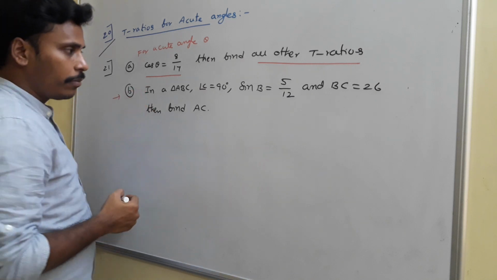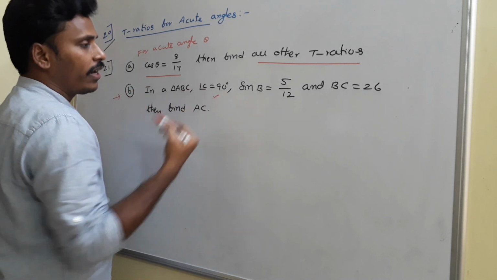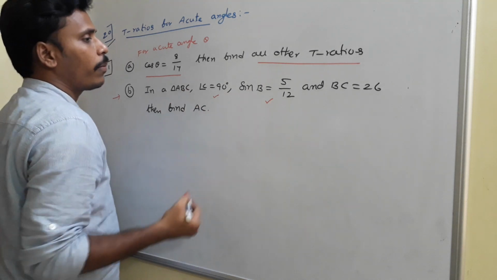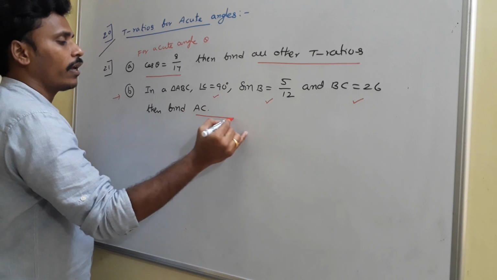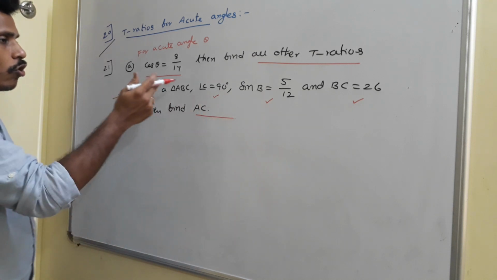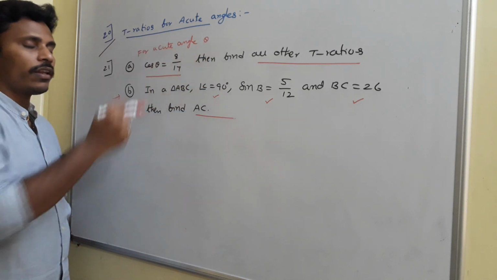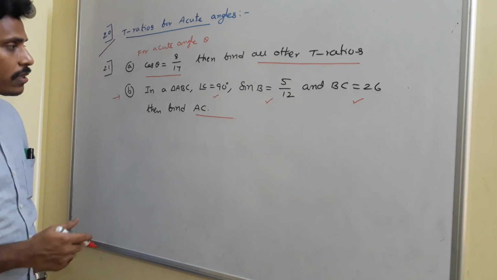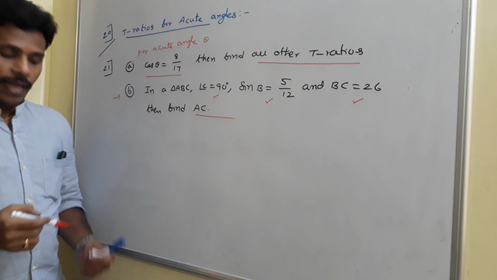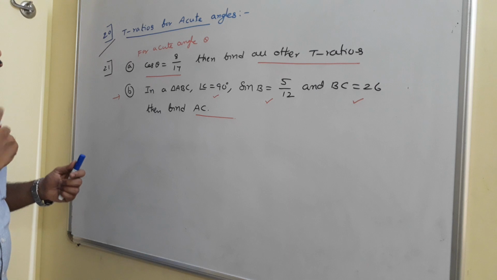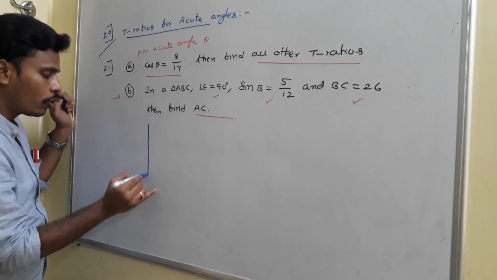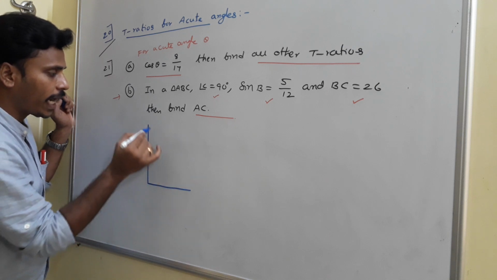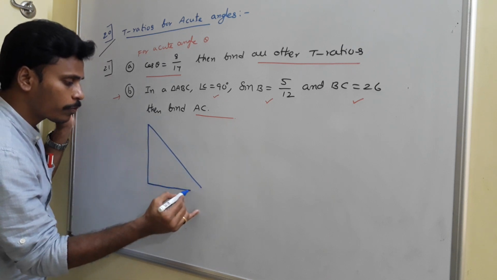I have a triangle ABC in which angle C is 90 degrees, sine B is 5 by 12, and BC is 26, and they ask us to find the AC value. First of all, I will solve the B, and then I move for A. In triangle ABC, angle C is 90 degrees. So what do I need? I need a right angle triangle. So this is my right angle triangle to solve this problem.